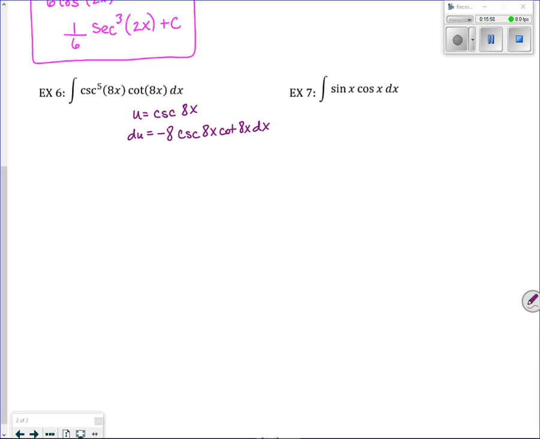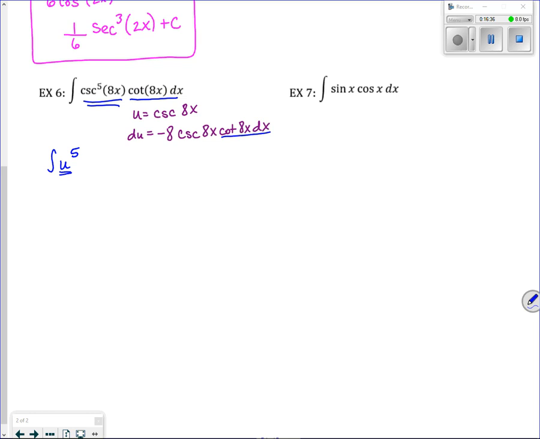Okay, so what do I have? If I start substituting here, I would have the integral of u to the 5th. Now I have cotangent of 8x. Well, I can't really solve for just cotangent of 8x. I have a cosecant in there as well. I need a cosecant for part of the derivative. Look, guys, you have 5 cosecants.